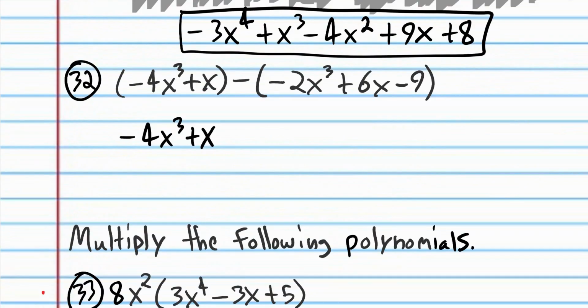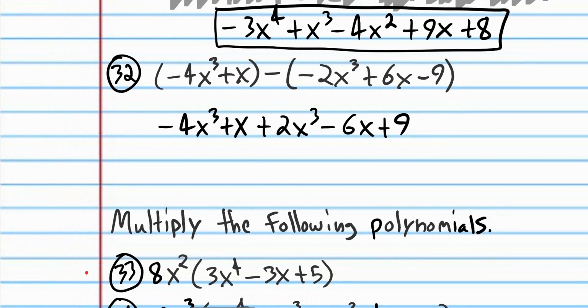So we're going to rewrite that polynomial and get rid of the parentheses. And then we're going to make this negative disappear and change the signs of all the terms in this polynomial. So this is a negative x cubed, so it becomes positive 2x cubed, and this is a positive 6x, so it becomes a negative 6x, and this is a negative 9, so it becomes positive 9.